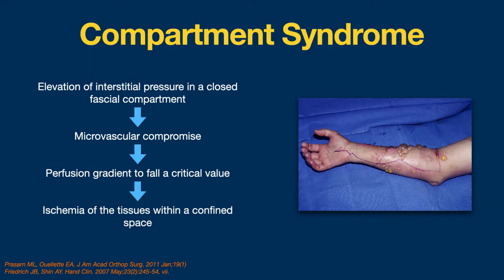Acute compartment syndrome occurs with the elevation of interstitial pressure in a closed fascial compartment, resulting in microvascular compromise. This causes the perfusion gradient to fall below a critical value, leading to ischemia of the tissues within this confined space.